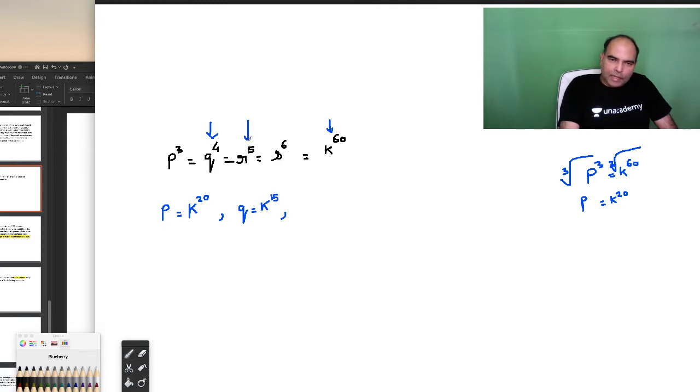For this, we'll take the fifth root, and the fifth root of K raised to 60 would be R is equal to K raised to 12, and for S we'll take the sixth root. Sixth root of S raised to 6 will give me S, and sixth root of K raised to 60 will give me K raised to 10.